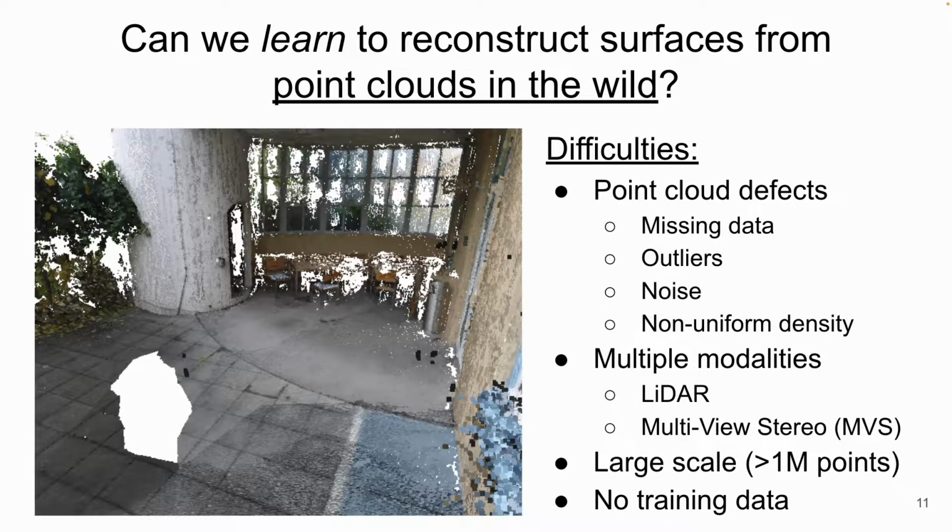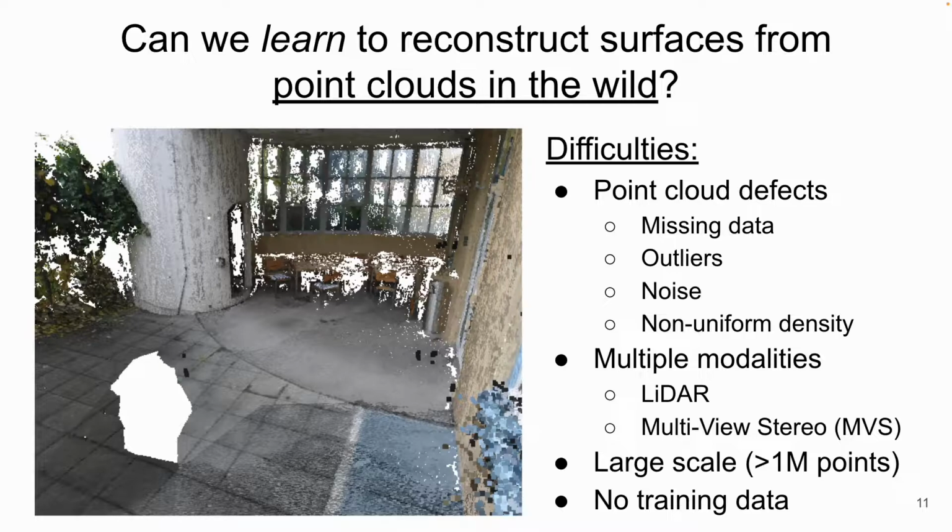ask, can we reconstruct the surface from a point cloud like this one here, for example? So this is what we call a point cloud in the wild, meaning it was acquired outside of the lab in an uncontrolled environment. And this can result in a point cloud that has missing data, outliers, noise, and that samples the surface non-uniformly. It can also be of large scale, up to millions of points and more, and it can come from multiple modalities such as LiDAR or multi-view stereo, like the one shown here.